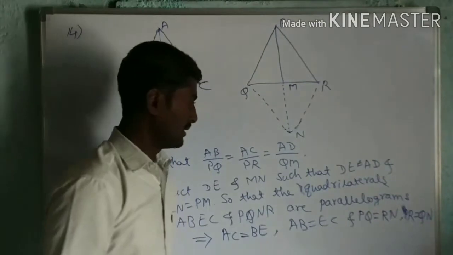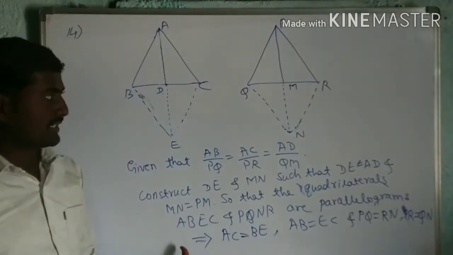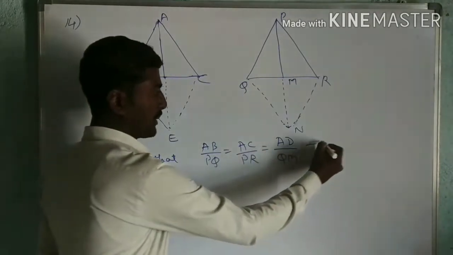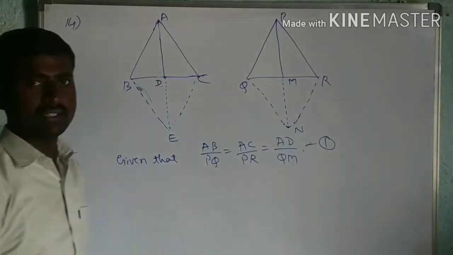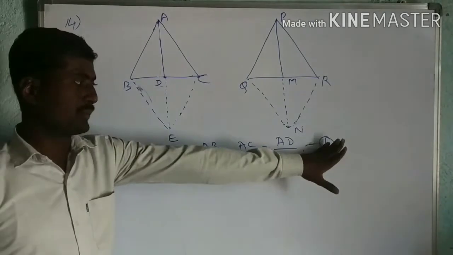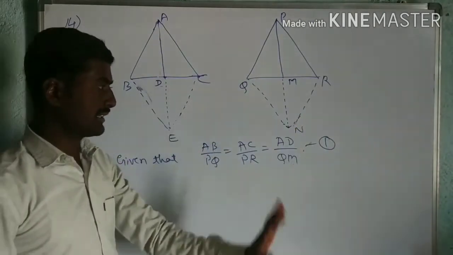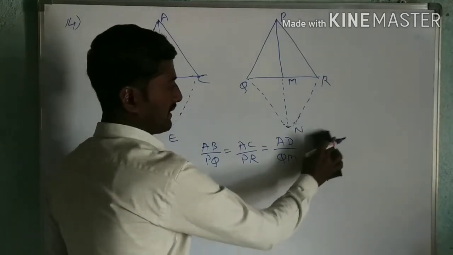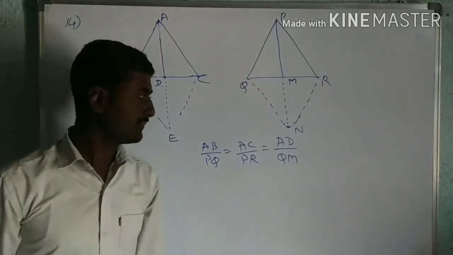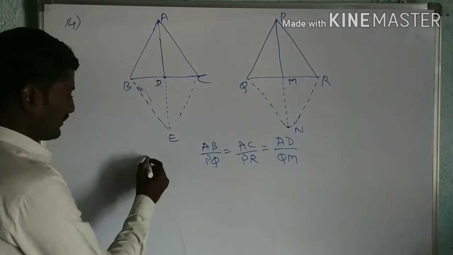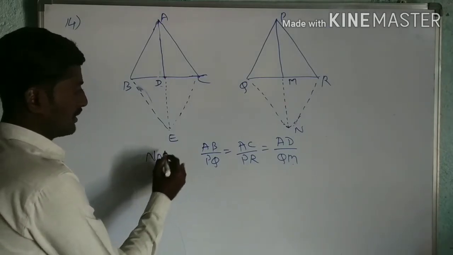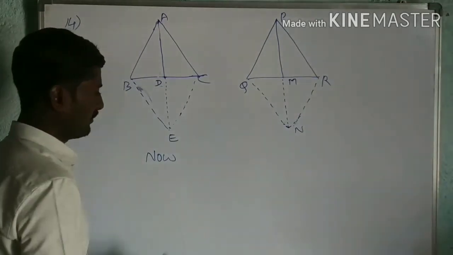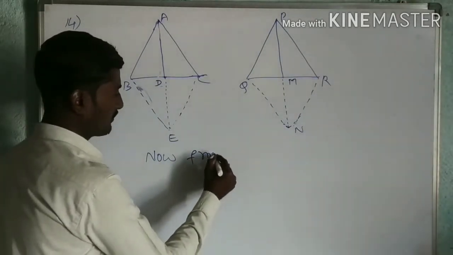Okay. Pause the video, write this first, then I'll solve it. Now you take this as equation number 1. Already you have written this. You mentioned that as equation number 1. Okay. Now let us continue it. Equation 1 is already written. Now continuation. Now from equation number 1.